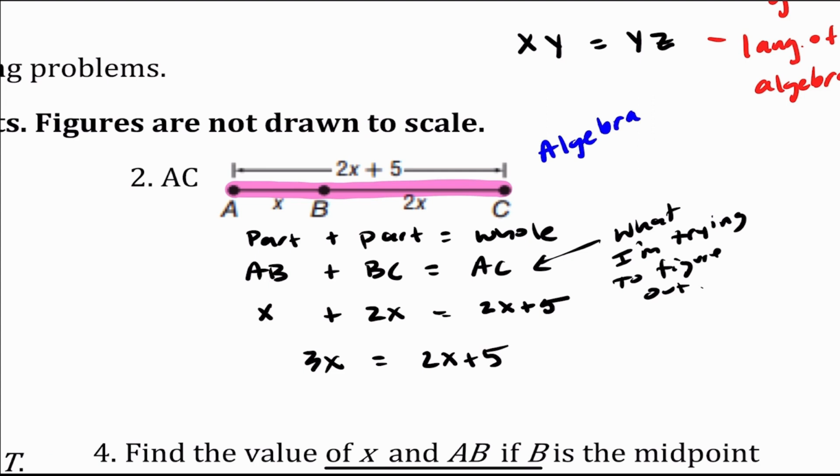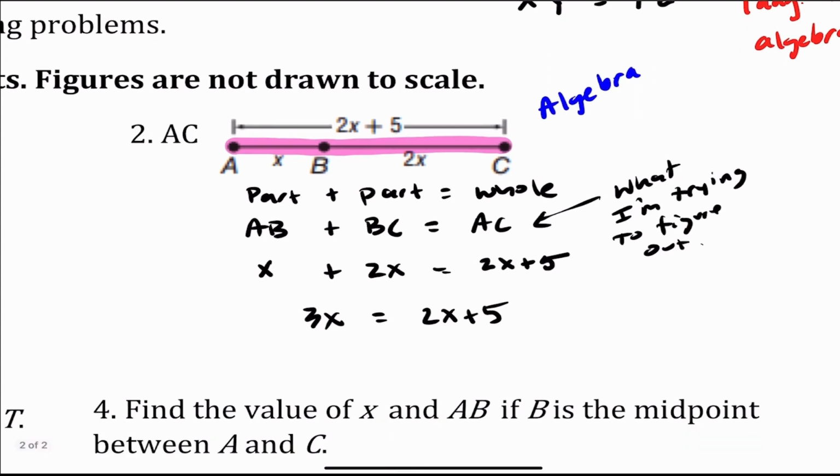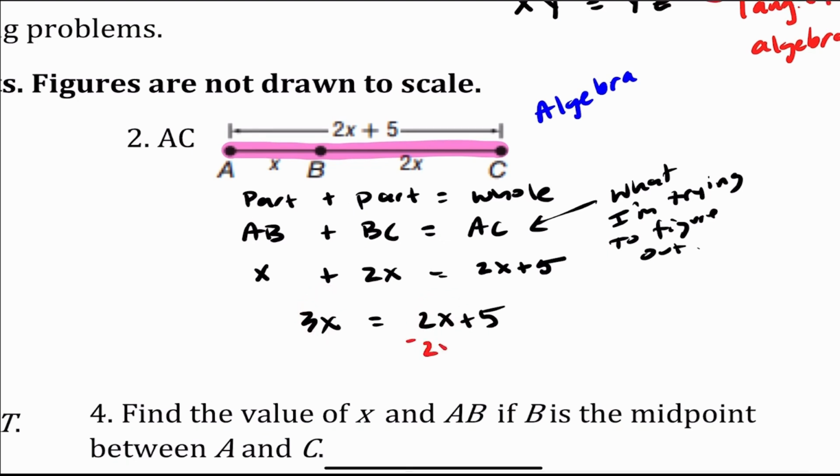So solve for x. I'm going to go ahead and do this. I need to have x on one side and the number on the other side. So here's 3x and there's 2x, so I'm going to subtract both sides by 2x. And I get, well, 3x minus 2x is just x, equals, 2x minus 2x cancel each other out, and I have 5 on the right-hand side. x is equal to 5. All right, I have x is equal to 5. Am I done?